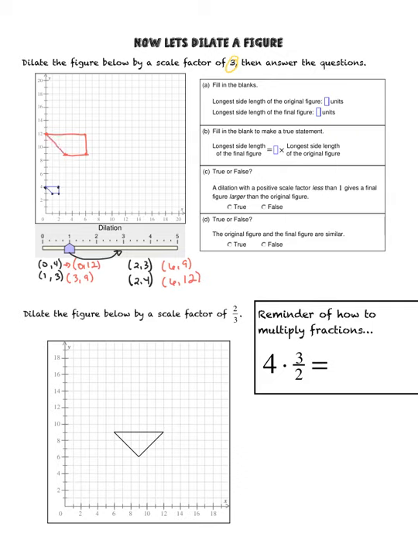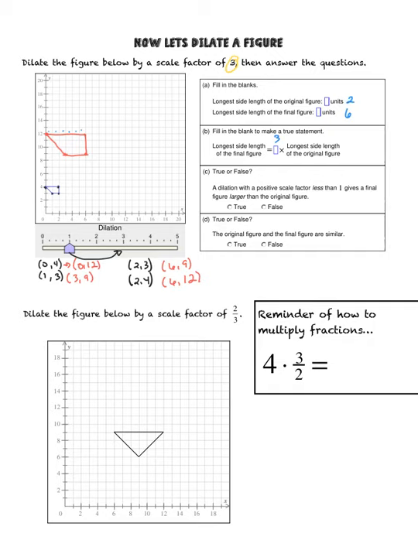All right, now we're going to answer the questions. And these questions are going to show up in the software system. So the longest side of the original figure here is 2 units. The longest side of the final figure is 1, 2, 3, 4, 5, 6 units. So the longest side length of the final figure is 3 times the longest side length of the original figure.